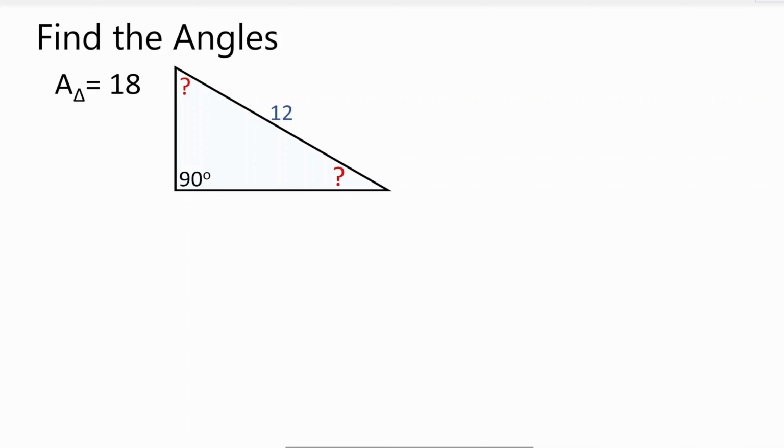Hello everybody. In today's video, I'm going to be going over how to solve the problem seen here. So we want to find the angles of this triangle.